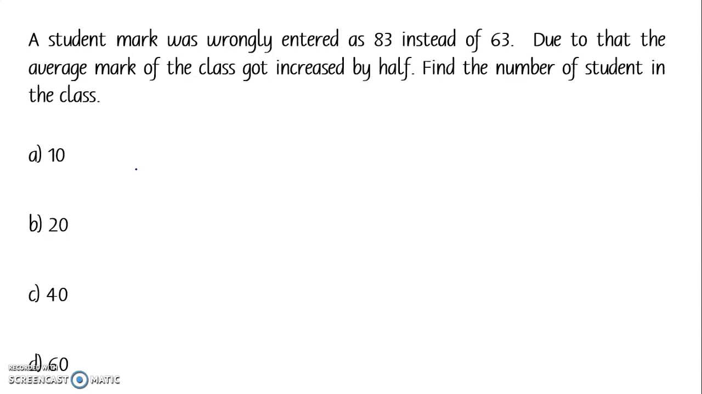So here it's actually the total that was wrongly entered. They have entered 20 marks more. Now I have to reduce that 20 marks. The correct mark is 63, and the entered mark is 83. So you get minus 20, or the difference is 20.